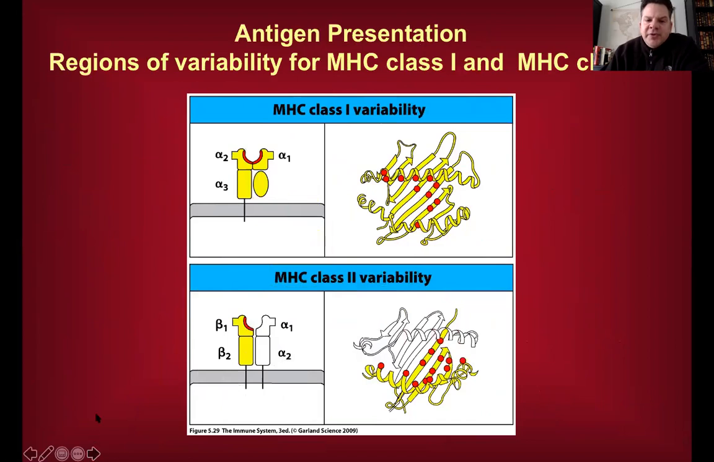The variability in the binding cleft is a little bit different between MHC class 1 and MHC class 2. MHC class 1, again, has the alpha 1, alpha 2, alpha 3, and the binding cleft is here between alpha 1 and alpha 2. This is where the genetic variability is going to be, all right, in this cleft. And just to show you that for MHC class 2, all the genetic diversity is in the beta 1. So this is where the diversity comes in.